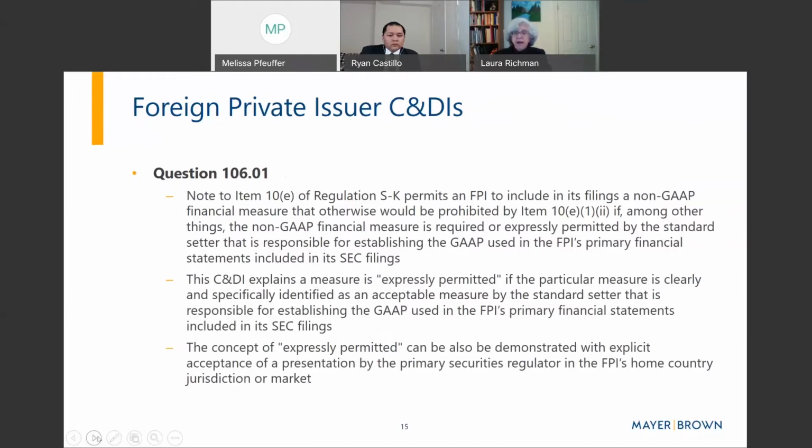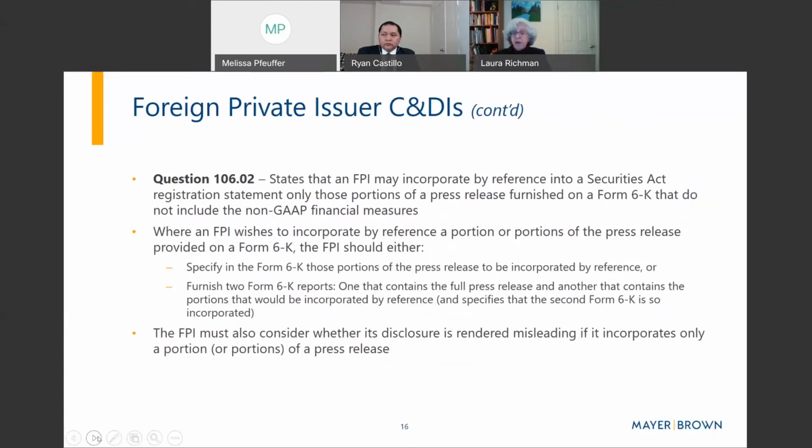So, for example, this question 106.01 clarifies what it means for a non-GAAP financial measure to be expressly permitted by the standard setter that's responsible for establishing the GAAP used in the company's primary financial statements and included in its filings. Slide 16, please. This question addresses how to incorporate portions of a furnished 6-K into a Securities Act registration statement, noting that it can involve two separate 6-Ks as an alternative, as long as that presentation is not misleading.